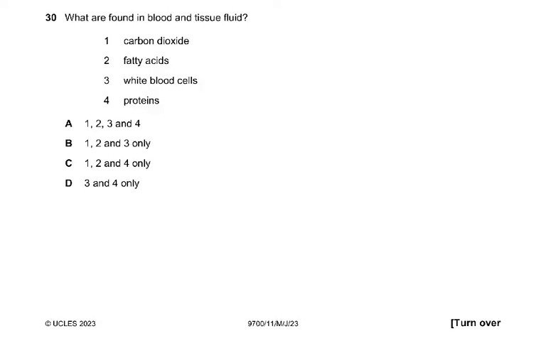Question number 30. What are found in blood and tissue fluid? Carbon dioxide, yes, everywhere. Fatty acids, of course, would move out and in. White blood cells, yes, they can move out. Phagocytes can move out of capillaries. And proteins, yes, some small proteins can move out as well. So the answer is A, 1, 2, 3, and 4.